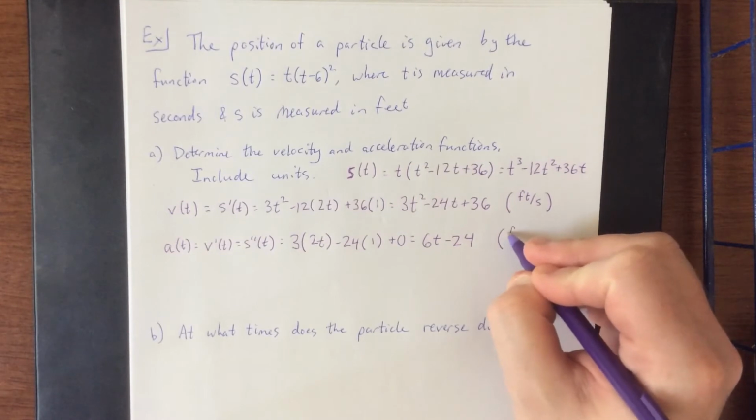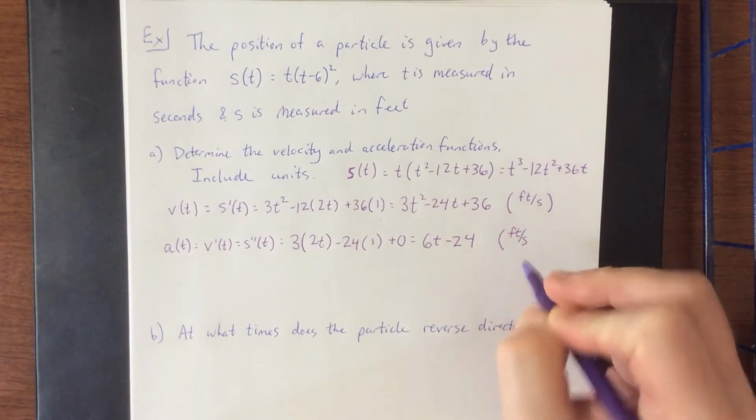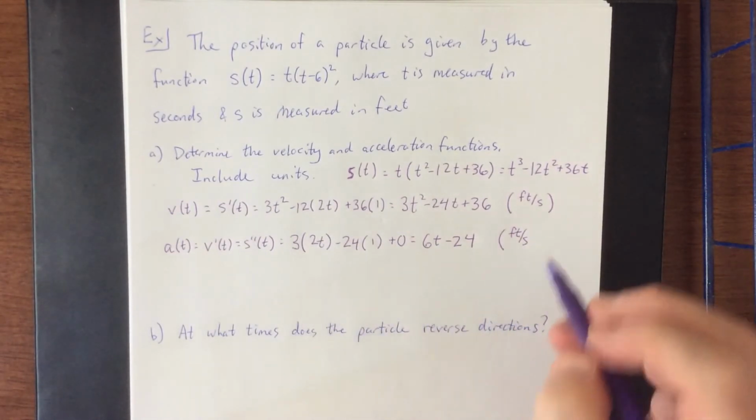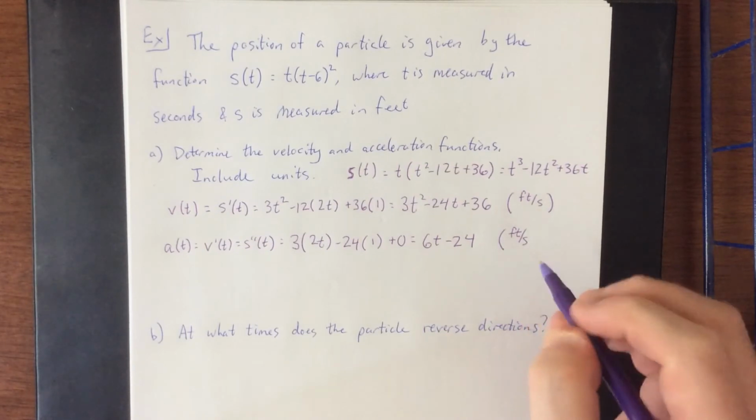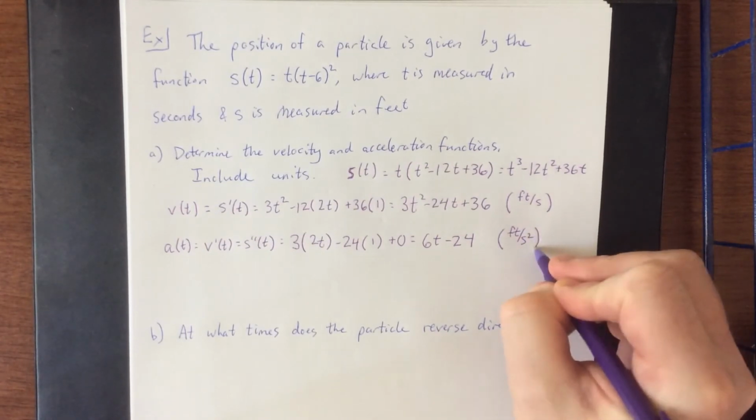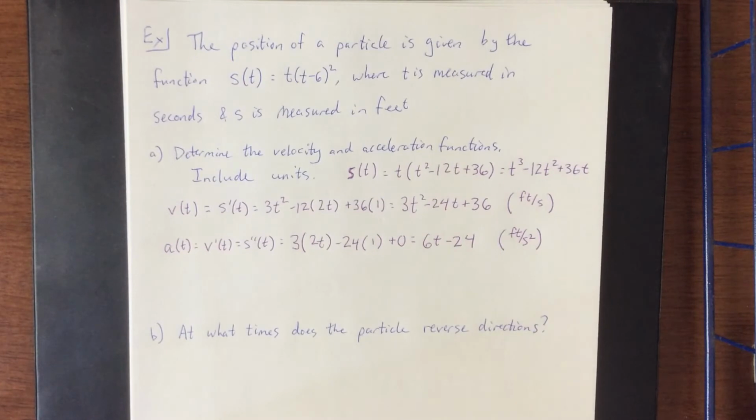Now we started with feet per second for our velocity, then we differentiated again with respect to seconds, so that would be feet per second per second, also known as feet per second squared.